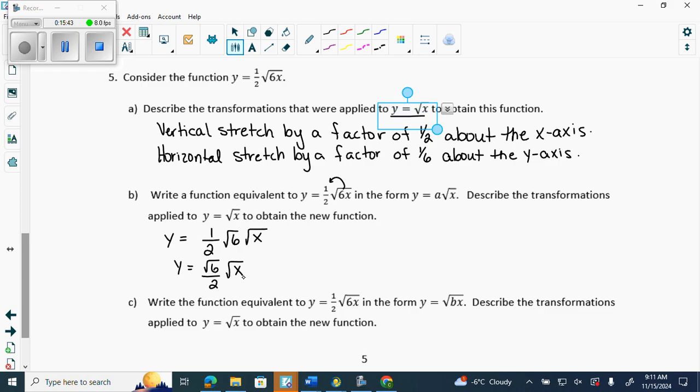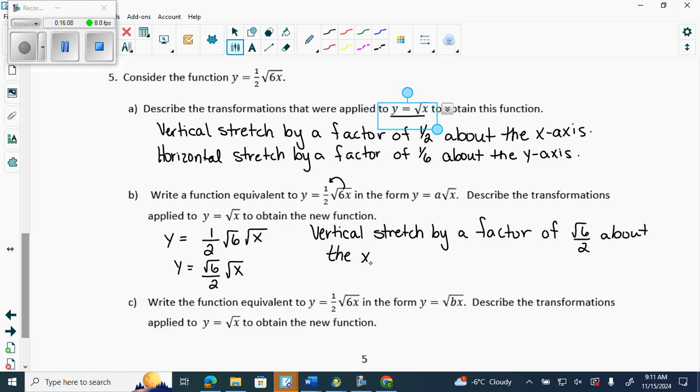It's just a vertical stretch by a factor of what? Square root of 6 over 2. That's it. Vertical stretch by a factor of square root of 6 over 2 about the x-axis.